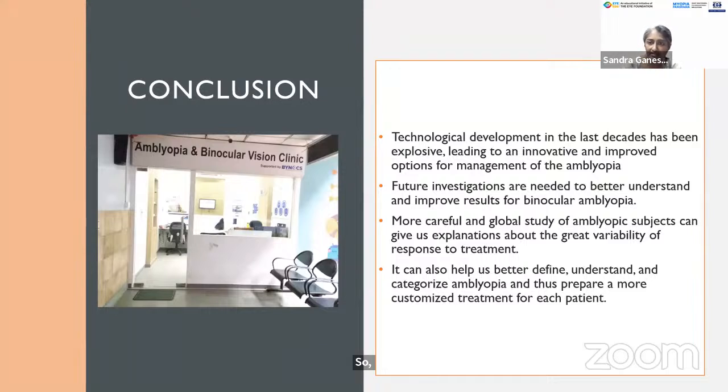Technological development is fast improving, and there are still more newer therapies coming. So we need to keep our eyes and ears open for this. And it helps us to better define, understand, and categorize amblyopia. And we have to develop a customized treatment for each patient.